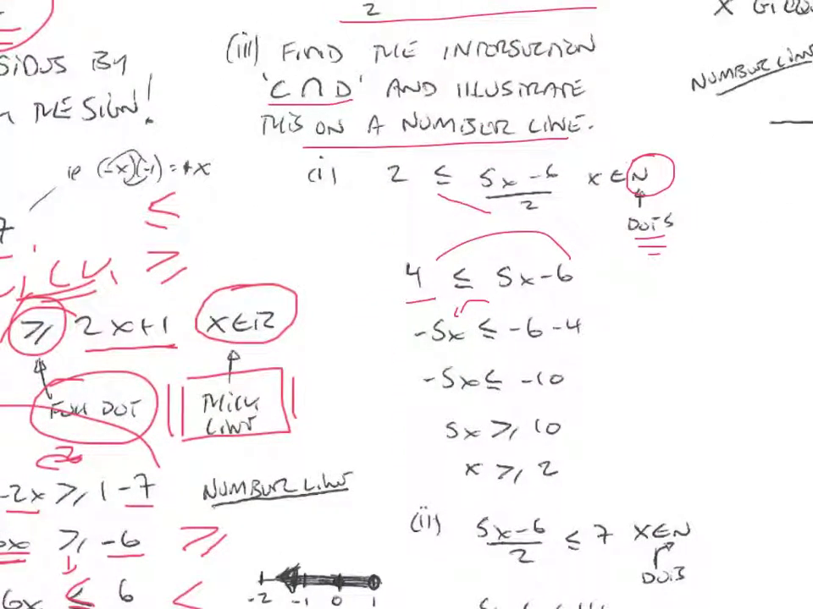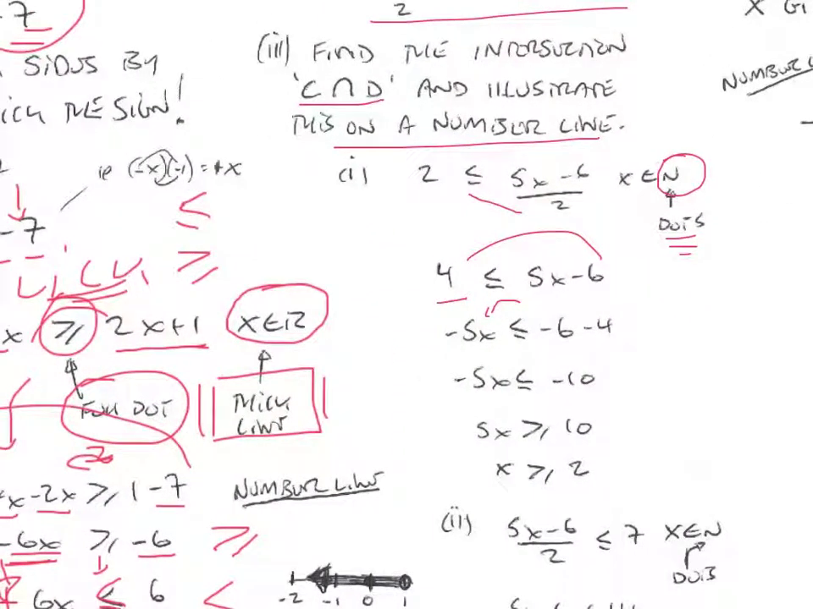Okay, so minus 5x is less than or equal to minus 10. Fix the minus sign, so multiply both sides by -1. -1 times this is 5x, -1 times minus 10 is 10, and flick the sign. The sign is flicked over the other way. So x is greater than or equal to 10 over 5, which is 2.